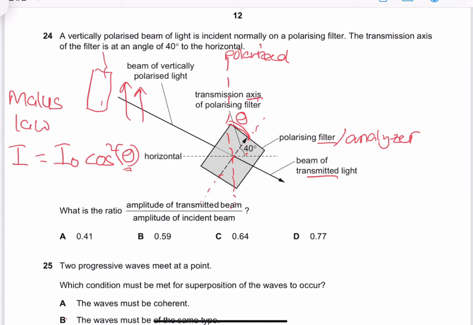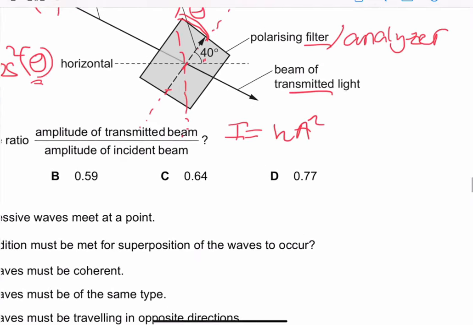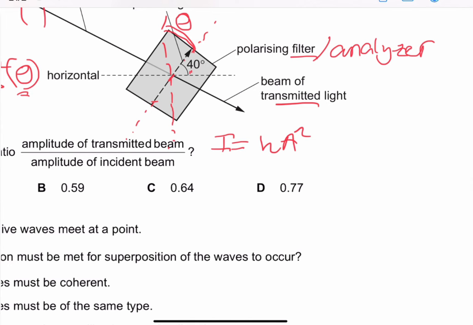Okay, so how do you find the ratio of the amplitude? Very easy. We know that intensity is equal to k A squared, right? Intensity is directly proportional to amplitude squared. So if we have this particular question here, and you want to find the ratio of the amplitude itself, like I have already said, this angle is supposed to be 90 minus 40, which is 50 degrees. Remember, this is a 90 degree angle. If this is 40, that has to be 50 degrees, obviously.